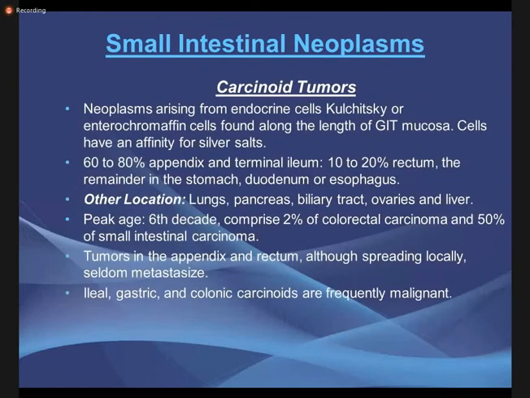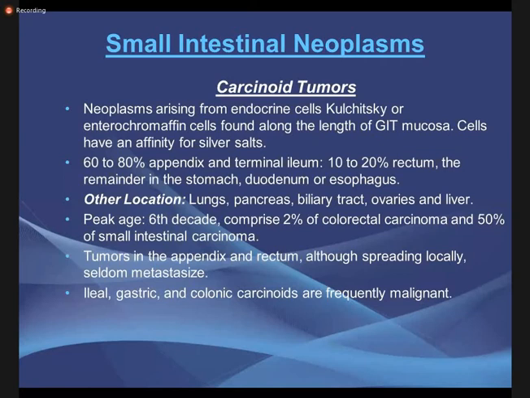Then the carcinoid tumors. So what are carcinoid tumors? These are neoplasms that arise from the endocrine cells or the enterochromaffin cells found along the length of the GIT. These cells have an affinity for silver stain for identification. These carcinoid tumors are present in the appendix and terminal ileum in 60 to 80% of the cases, in 10 to 20% in the rectum, and the remainder in the stomach, duodenum, or esophagus.